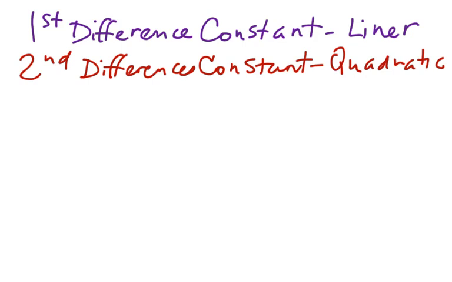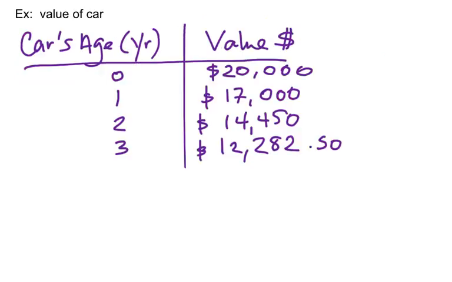So what if first differences aren't constant and second differences aren't constant, but you still want to see, is there a relationship? And you want to know, could there possibly be an exponential relationship? So let's look at an example.